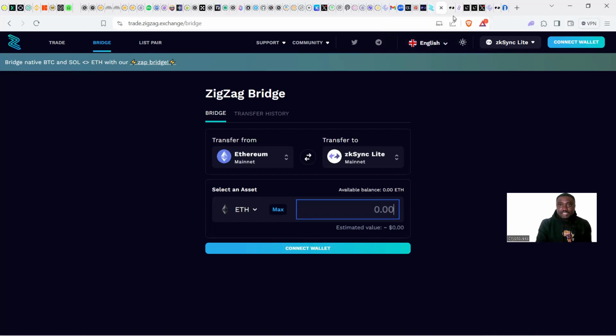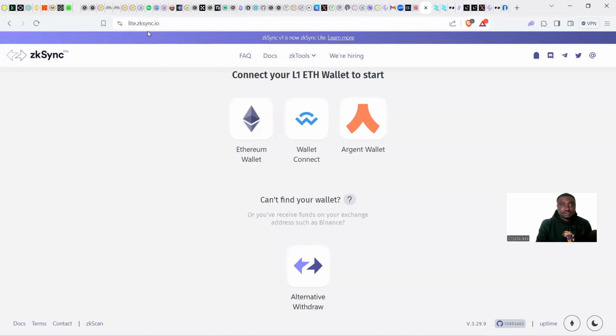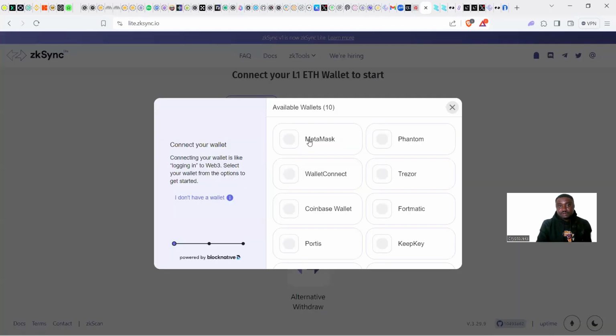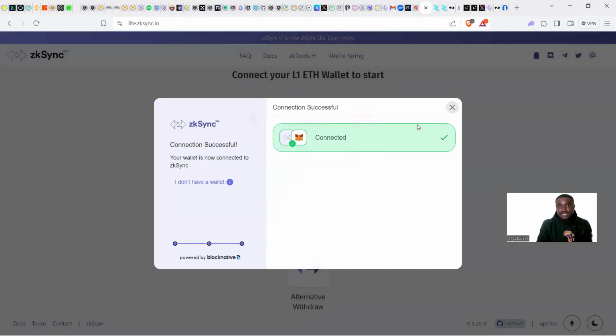All right, the next one we're going to be looking at is light.zksync.io. Yes, this is Zksync Lite itself, before you get to the other previous platform. What you need to do is click on Ethereum, Wallet Connect, or Argent Wallet, which is Starknet compatible, but an Ethereum wallet is best. You click on Ethereum, and you connect your MetaMask.